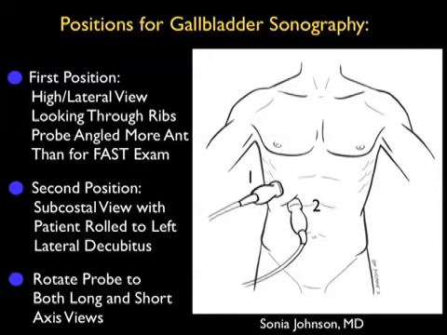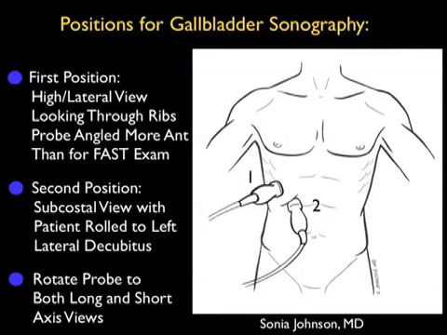The second position is known as the subcostal view, as shown in probe position 2 here, and it's best to roll the patient into the left lateral decubitus position so that the gallbladder is closer to the probe. From the subcostal position, we can push down directly on the gallbladder to elicit the sonographic Murphy's sign.